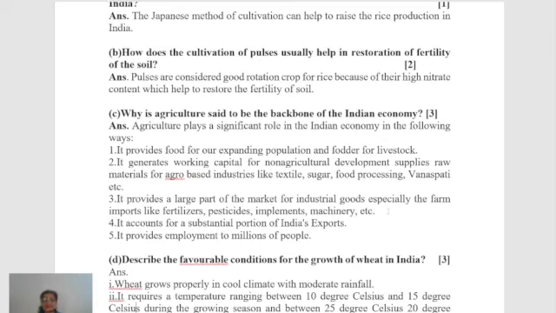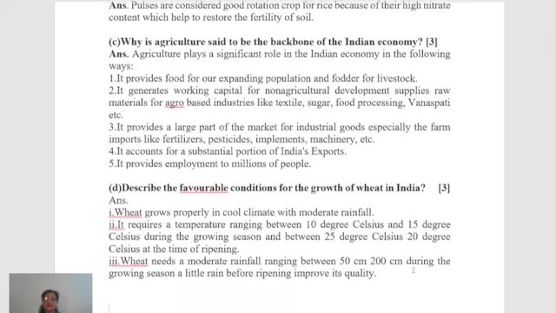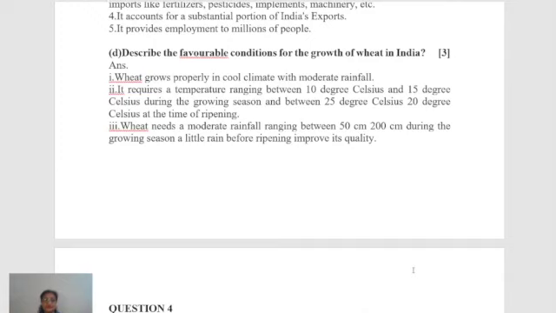Next comes: describe the favorable conditions for the growth of wheat in India. Now, wheat, as we know, is a rabi crop, right? We say Kharif crop and Rabi crop. These are the two main agricultural seasons, Rabi and Kharif, and the crops grown during these seasons are called Kharif crops and Rabi crops accordingly. When we say wheat is a Rabi crop, that means it is always grown during the winter season in India, right? So the first point: wheat grows properly in a cool climate with moderate rainfall.